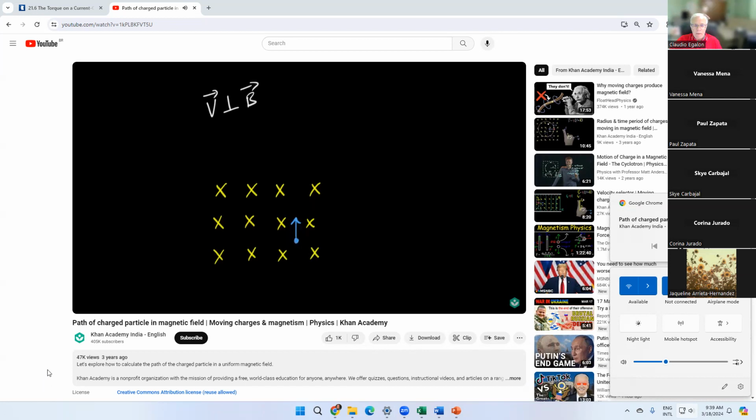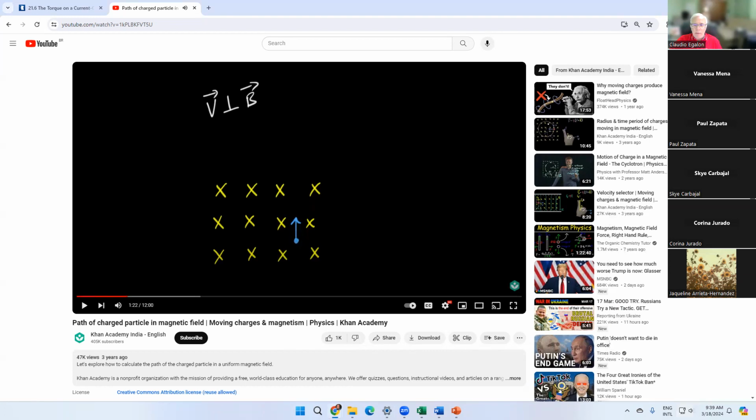And we've seen before the force acting on it. So try to figure out what's going to be the direction of the force. You should know that already, right? You do the right hand rule, V cross B, the force must be from the right to the left. In this case, V is perpendicular to B, so it's going to be just circular motion. That's all. But then, what if V is not perpendicular to B?